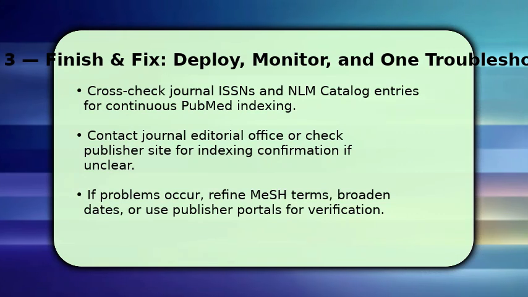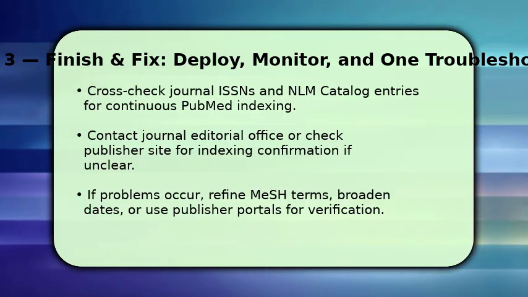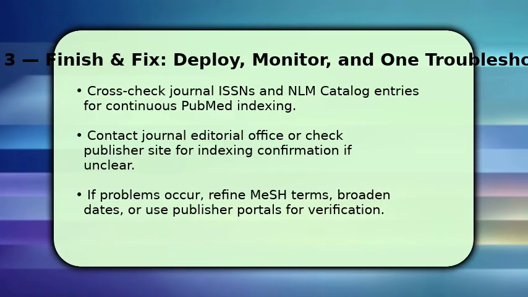Add notes: indexing start year, scope, and any embargoes. If a journal's status is unclear, contact the editorial office or consult the publisher's indexing statement. If you run into sparse results, refine MeSH terms, broaden the date range, or search the publisher portal directly.